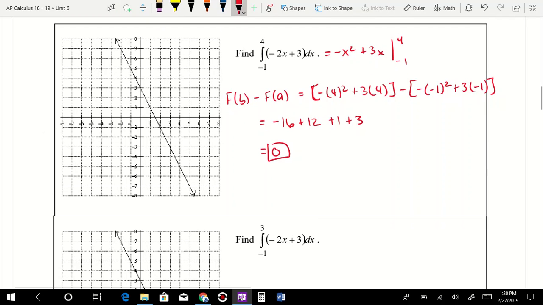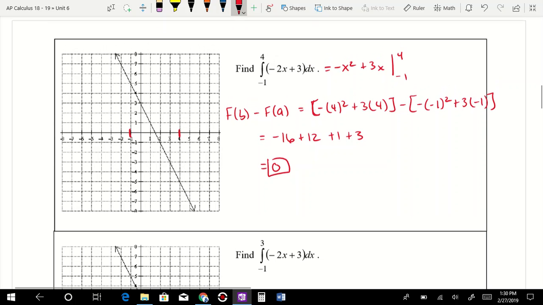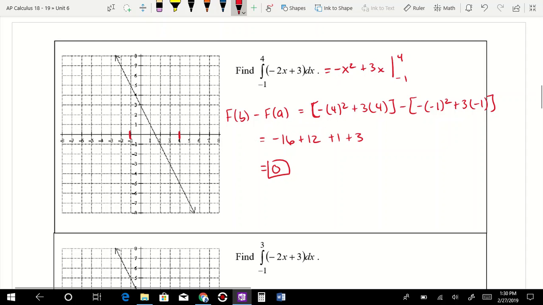So if we look graphically at how we could possibly equal 0, if we're looking at area under the curve. So we're starting at negative 1 and we're going to 4. Just a reminder that when you're looking at an integral, you're looking for the area between the curve and the x-axis, right? So here, that area will be positive. And here, since that part of the graph is below the x-axis, that area will be negative.